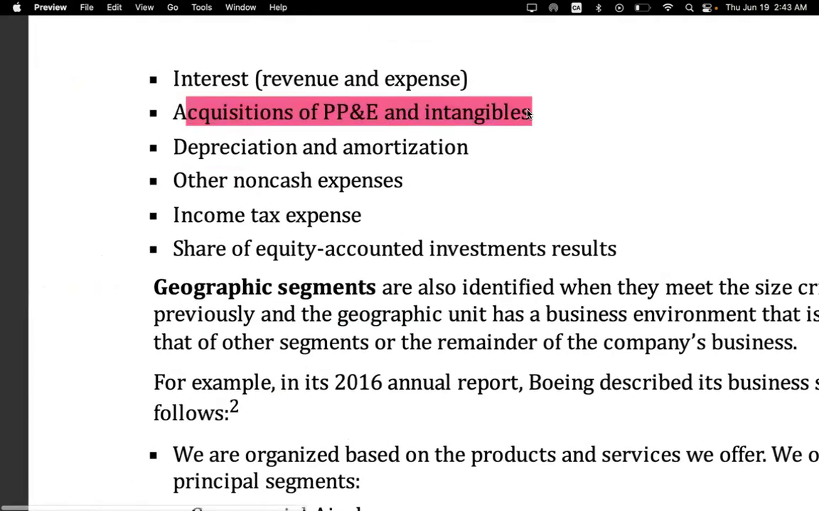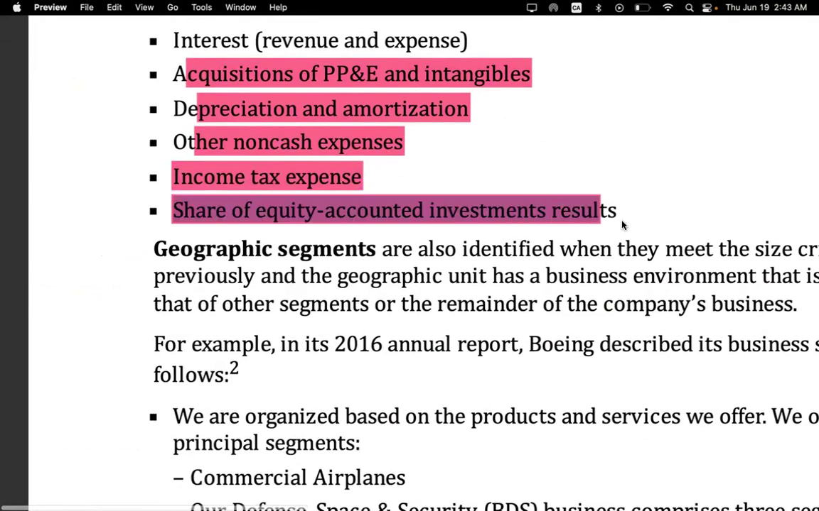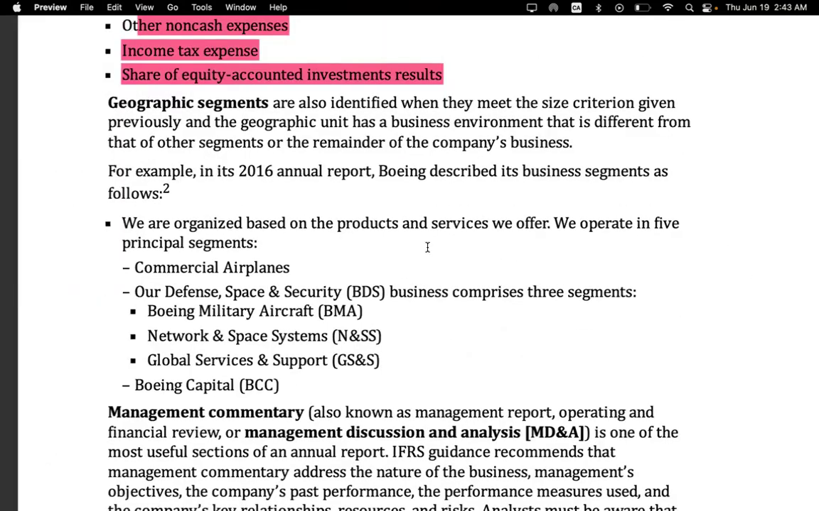Interest, acquisitions, intangibles, depreciation, other non-cash expense, income tax expense, share of equity accounted investment results. Anyways, not very important. Geographic segments are also identified when they meet the size criteria.